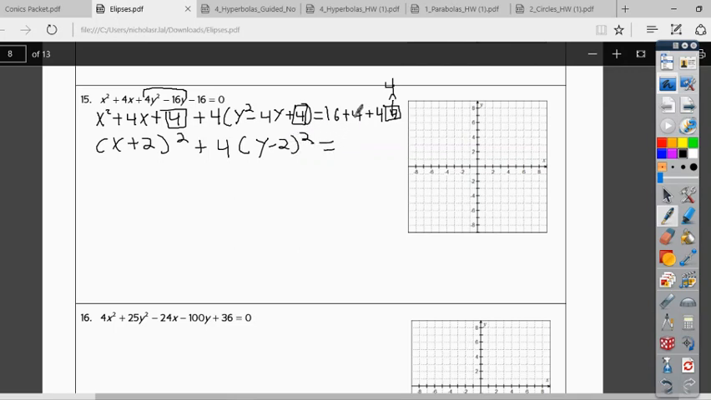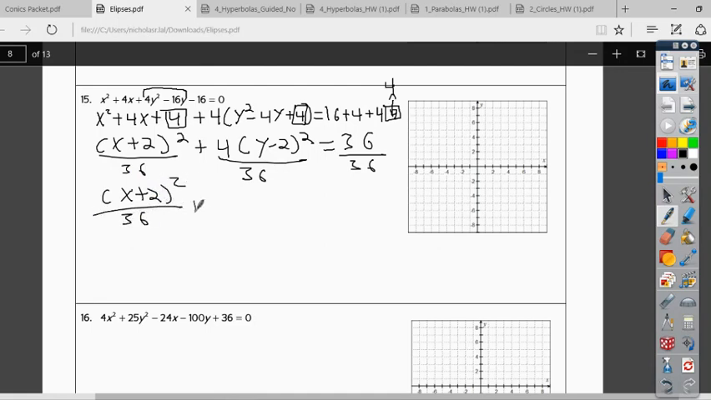Then this will be equal to 16 plus 4 times 4 is 32, so 16 plus 16 is 32, plus 4 is 36. And now we divide each side by 36, so things will be equal to 1. And we will simplify, end up with (x + 2) squared over 36 plus 9 times 4 is 36, (y - 2) squared over 9 is equal to 1.